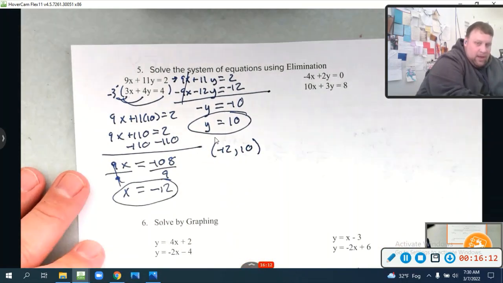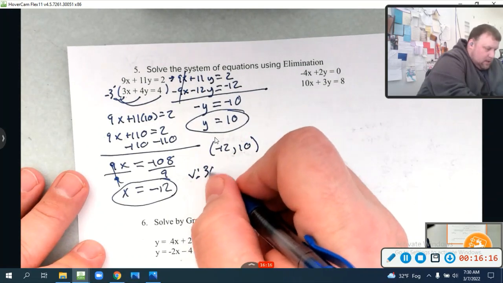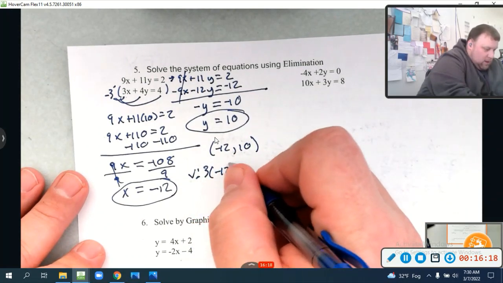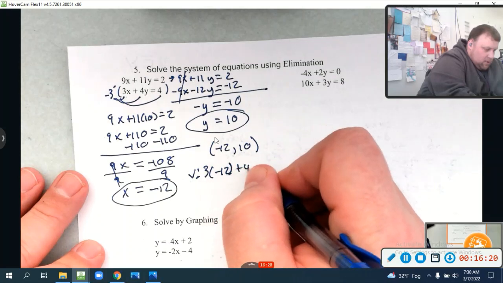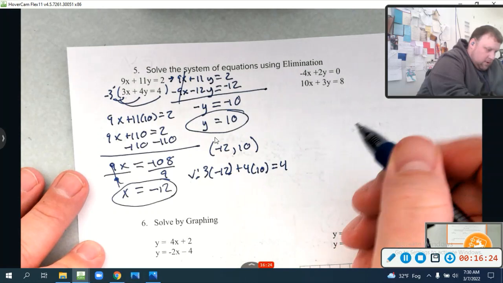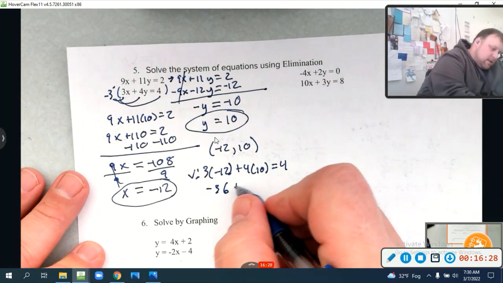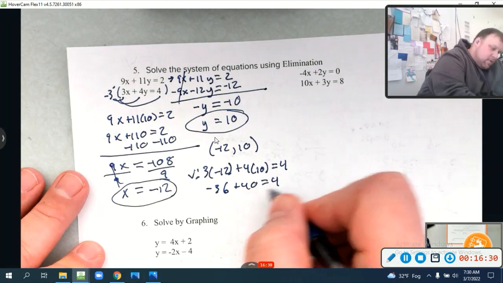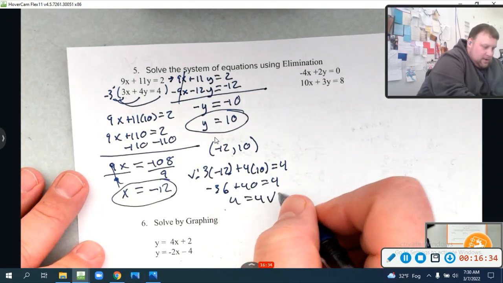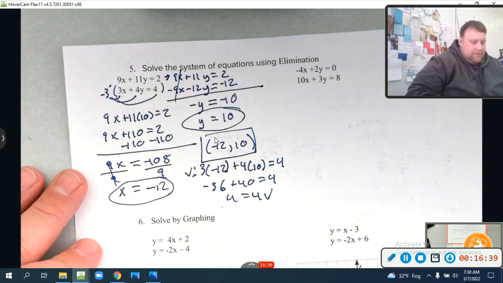If we did it right, let's check that. Check our colon in the bottom. 3 times our x value of negative 12 plus 4 times our y value of 10 should equal 4. Well, that's negative 36 plus 40, hopefully equals 4. Yeah, 40 minus 36 is 4, so 4 equals 4. Check. Let's square that coordinate.